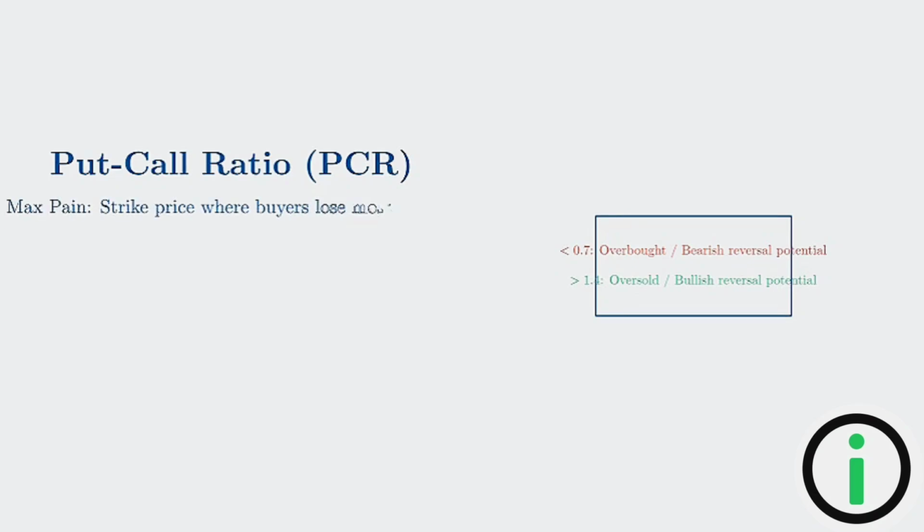Max pain is the strike price where option buyers would lose the most money. The market often gravitates toward this level near expiry.